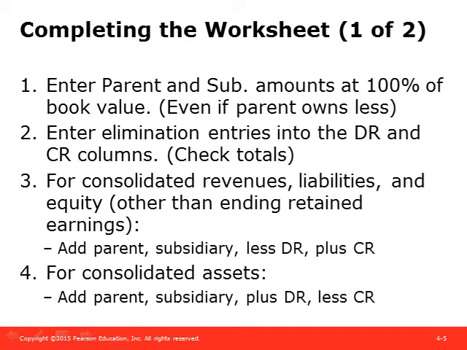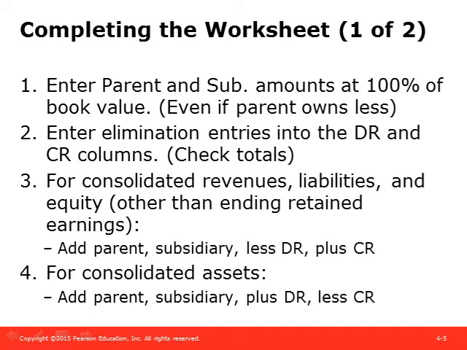And so there are several steps to completing the worksheets that we've been talking about. First step is to enter the parent and subsidiary amounts on the worksheets at 100% of the book value, even if the parent owns less. Secondly, we enter the elimination entries into the debit and credit columns, and these elimination entries come about as a result of the analysis of certain transactions.